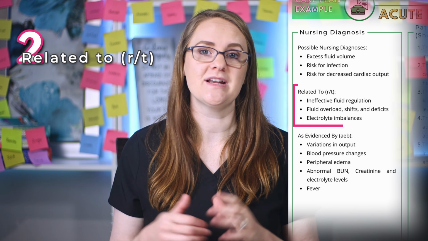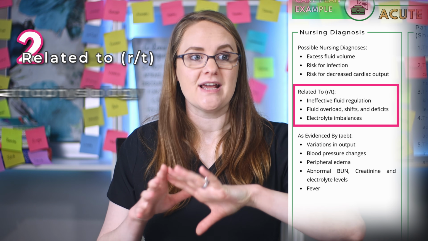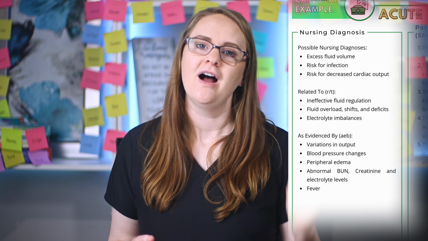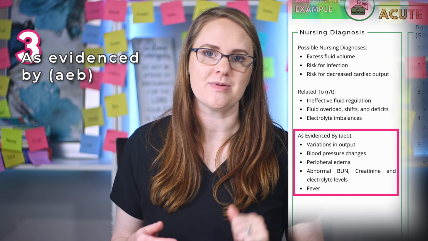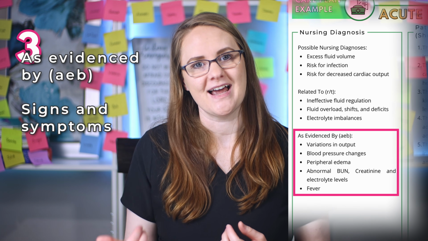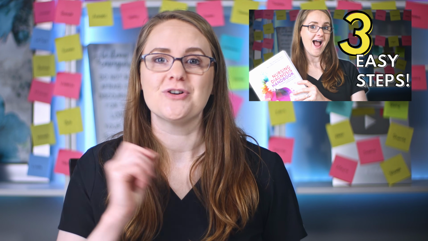Now, the second part is the related to factor. This related to section is the pathophysiology. Think of it that way. Essentially, what is happening with the patient with whatever disorder they have, and the patho behind it. The third portion of your nursing care plan is the as evidenced by, or AEB, section. This is where you apply it to your specific patient and the signs and symptoms you are seeing in them. So that is the nursing diagnosis section in a nutshell, which is the first part of your nursing care plan. I actually just did a whole video on how to pick the best NANDA nursing diagnosis for your patient, so be sure to check out that video after you watch this one.